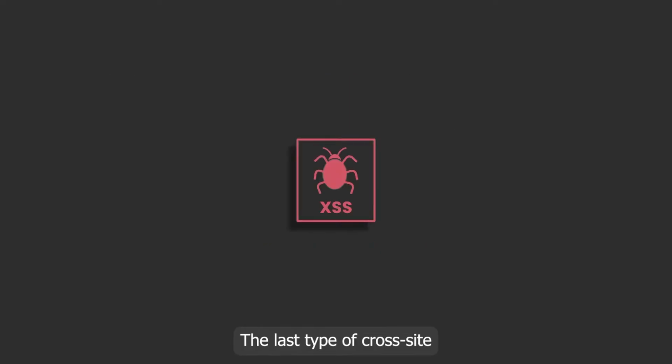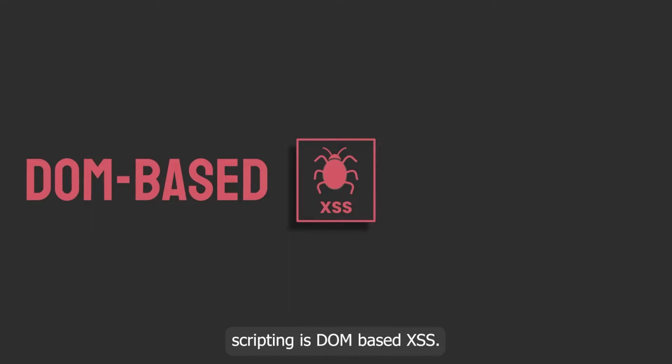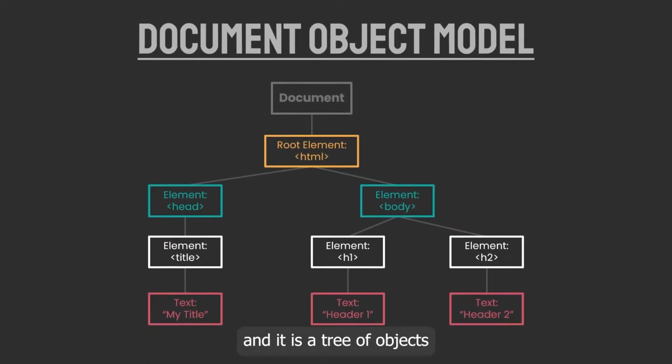The last type of cross-site scripting is DOM-based XSS. DOM stands for Document Object Model, and it is a tree of objects created at runtime when a web page is loaded. Its main purpose is to act as an interface to allow programs to change the document structure, style and content. DOM-based XSS occurs when this DOM environment is altered from the victim's browser, not the HTTP response. In that sense, DOM-based XSS occurs solely on the client side.